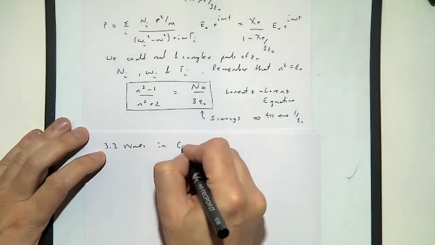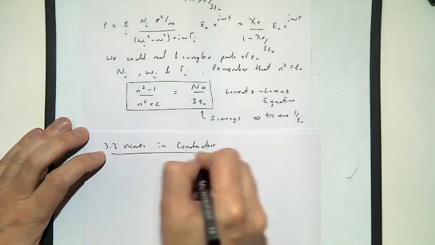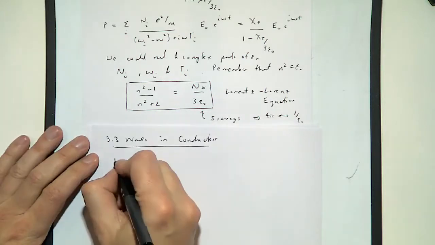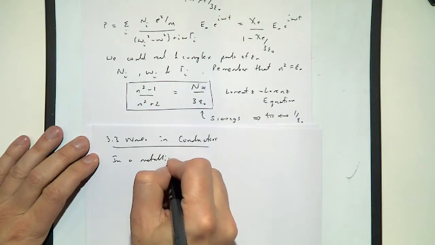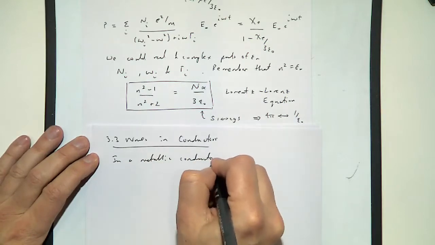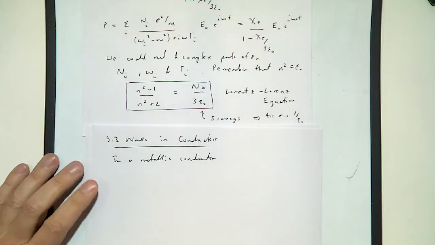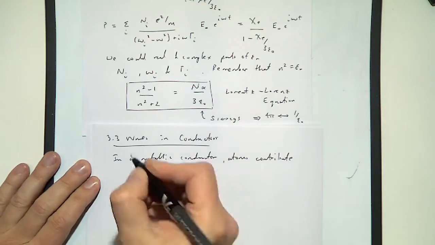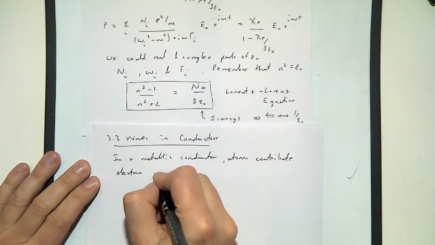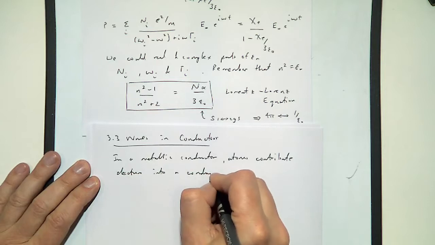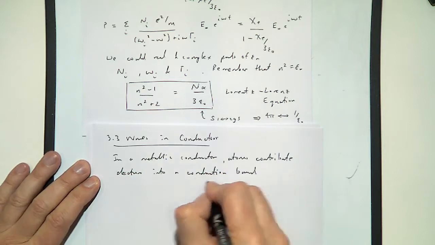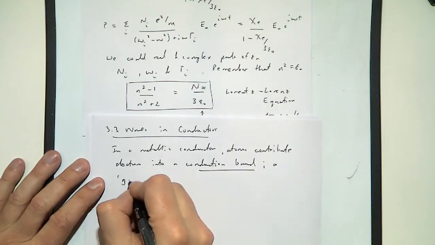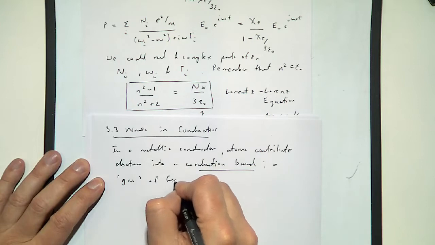Waves in conductors. Okay. So we remind ourselves, what is a conductor? Well, let's say a metallic conductor, because that's what we're most familiar with, right? The atoms contribute, usually one each, yeah? They contribute electrons into a conduction band, as we know. Okay. And because the electrons are effectively unbound, this constitutes a gas of effectively free electrons.